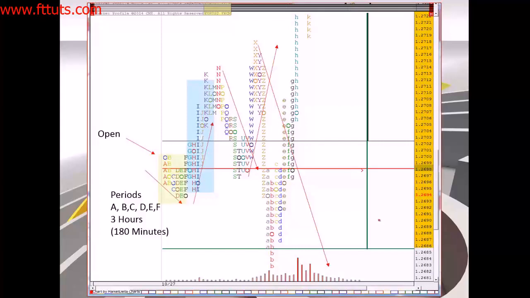It's important to understand what the auction did before it auctioned higher. It actually auctioned lower. And more importantly, it took out the prior low. Notice Z, A, B, C, and D. But when D comes back for a retest of the low, notice the buyer picked it right up, and we've got what we call a single print right here.